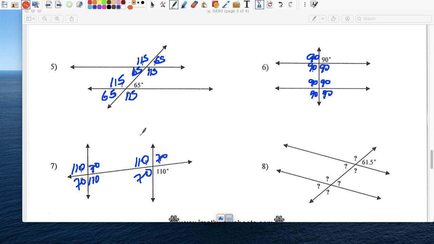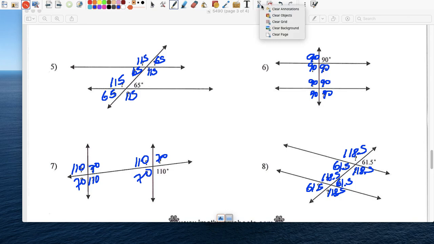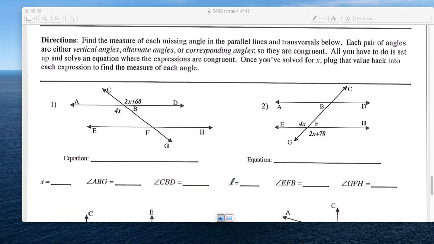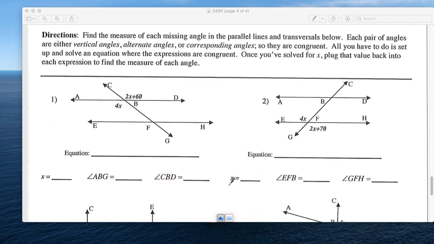180 minus 61.5, well, I'll get to that in a second. The vertical angles are 61.5. The corresponding angles are 61.5. And the supplement is 118.5. So this is 118.5, 118.5, this is 118.5, and 118.5.